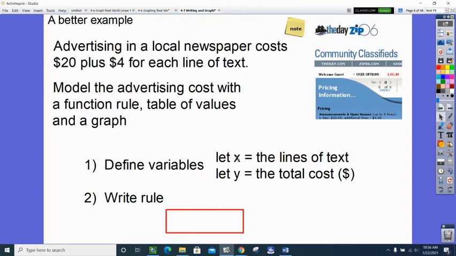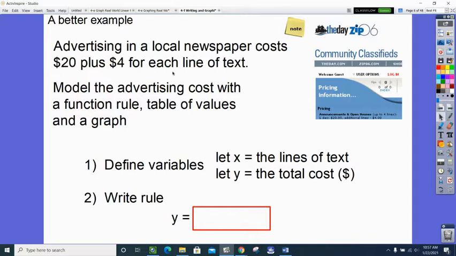I am now going to write a function rule that uses the X, the Y, the 20, and the 4. I need to put that all together. Remember that our dependent variable is going to be hanging out over there waiting for the math to happen. So now we have to figure out the math. How many times do I pay $20? Once. It's a constant. How many times do I pay the $4? It depends on how many lines. So the $4 needs to get connected to the X.